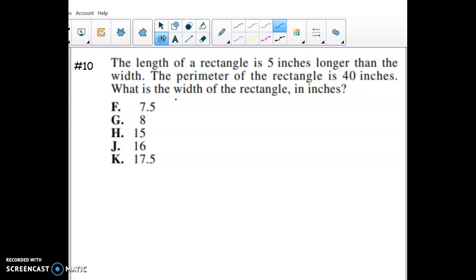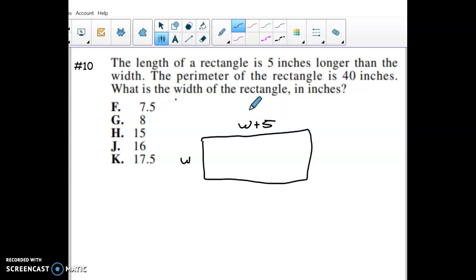All right, so we got a rectangle, so I strongly recommend drawing a picture quick, or a rectangle, even if it's a terrible rectangle like that. And the length of the rectangle is 5 inches longer than the width. So if we make the width W, 5 inches longer than that would be W plus 5. So I'm going to label the length to be 5 more than W.